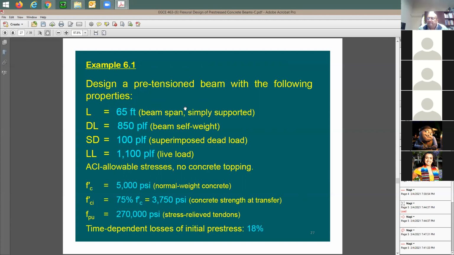Concrete strength is given. The strands are also given. It's going to be 270,000 psi, the 270K strands. Concrete strength is going to be 5,000. Expected f'ci at the time of transfer is going to be 3750. The gamma value is going to be 18%, which is the losses, right? Is this gamma value, or gamma is going to be 92? Yeah, 82. 82 or 92? 82. You're right. Thank you.